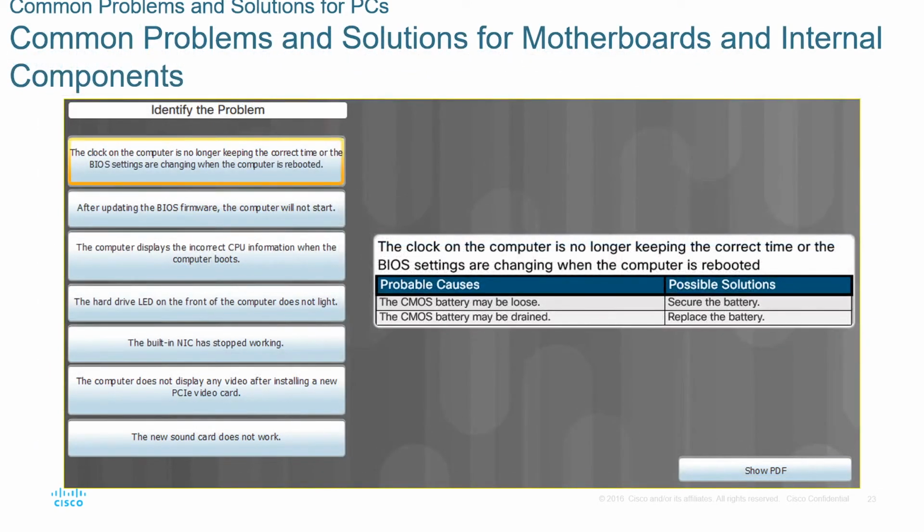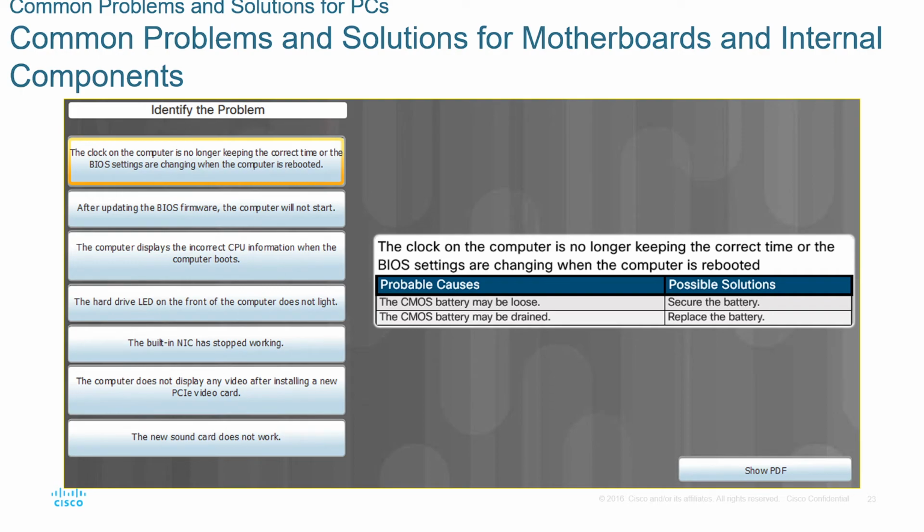Now let's move on to the motherboard and internal component issues. Once again, I'll talk about one of them. If you have issues with the clock on the computer no longer keeping the correct time, or the BIOS settings are changing when the computer is rebooted, this is a common issue with the CMOS battery. It may be loose or it may be all drained.